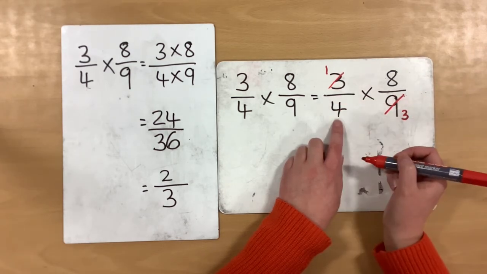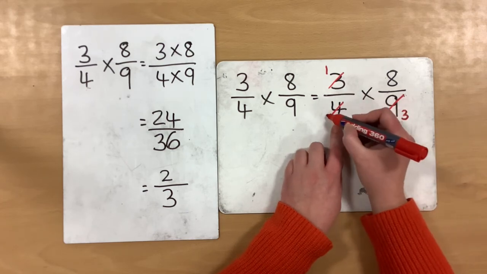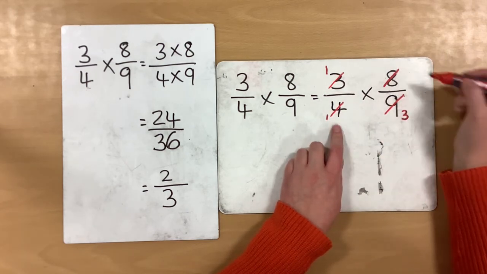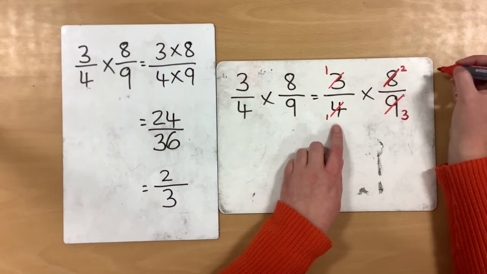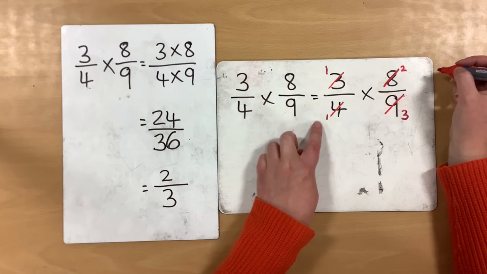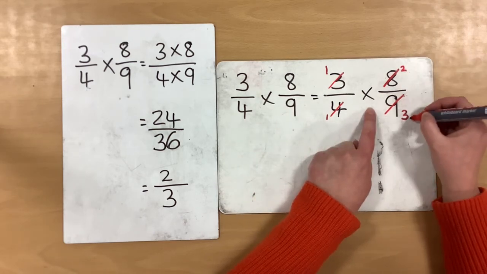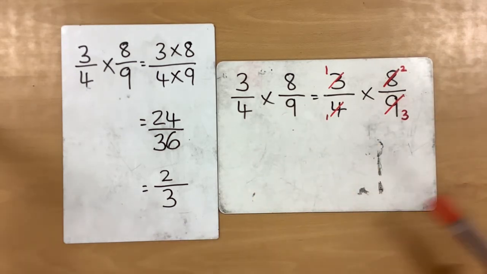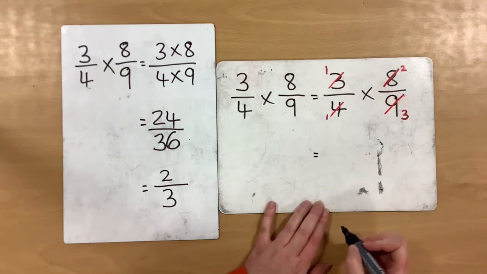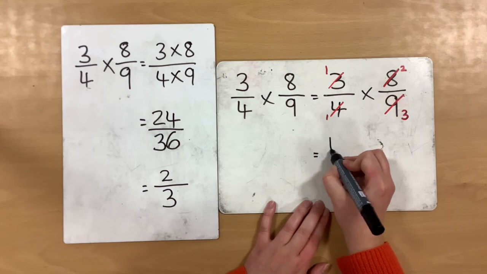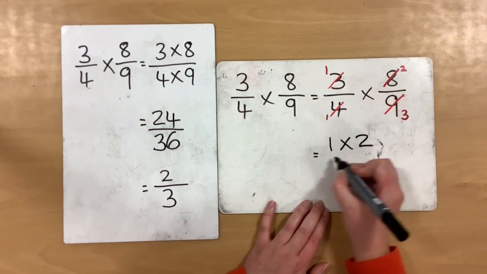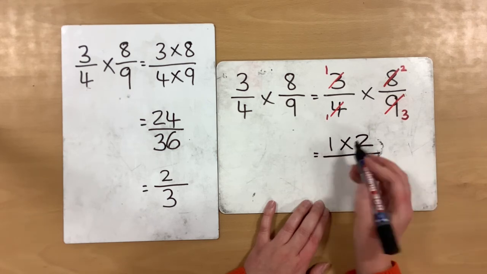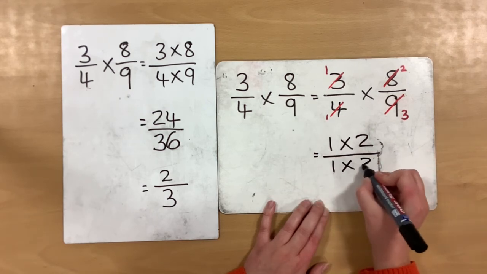Okay, 4 divided by 4 is 1. And 8 divided by 4 is 2. Okay, so now I've got 1 over 1 multiplied by 2 over 3. Okay, so now, let me just switch pens again. Now, if I write out what I'm going to do, okay, I'm going to multiply my numerators. So I'm doing 1 times 2. And then my denominators 1 times 3.